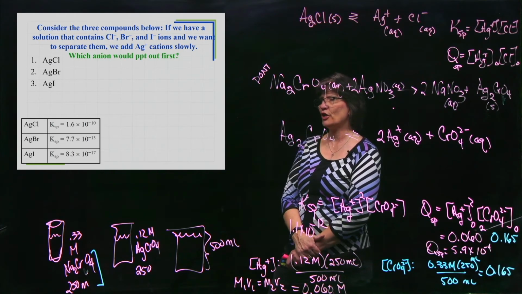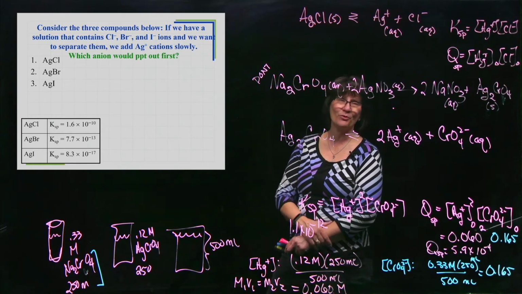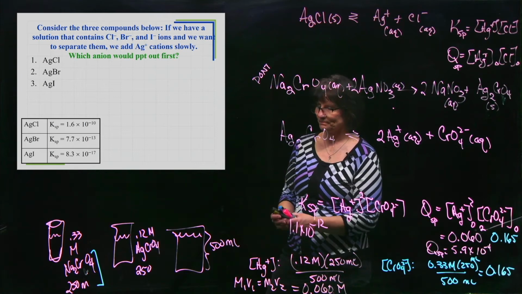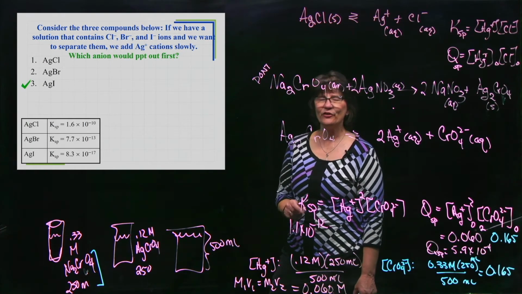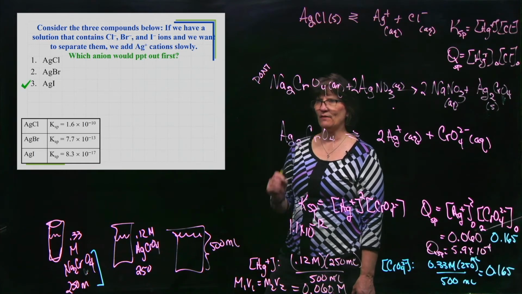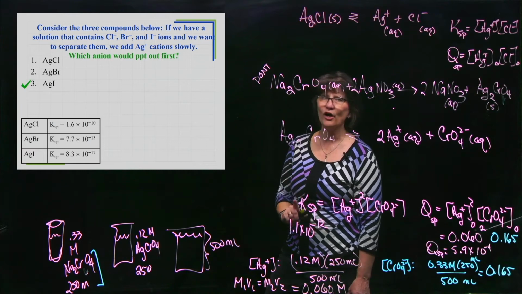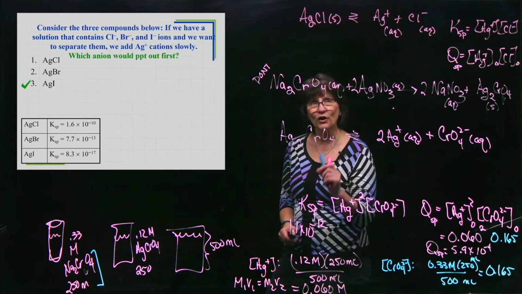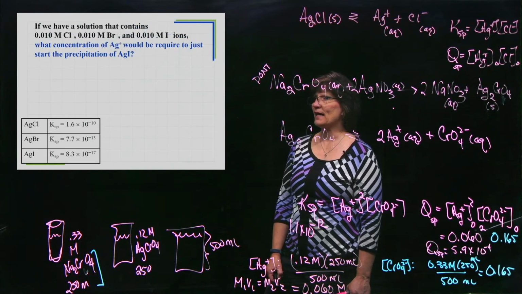So I want you to determine which anion is going to precipitate out first, and tell me which precipitate it's going to form. Well, I'm very hopeful that you picked AgI. It is the one with the smallest Ksp. The smallest Ksp is the least soluble. Therefore, it'll be the first one to come out of solution. So now we're ready to try some calculations.